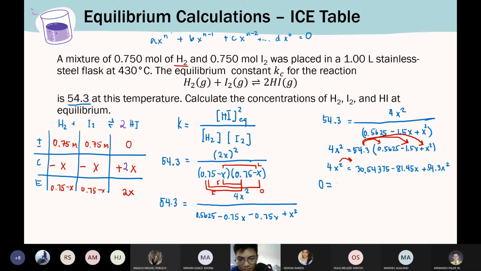And then, you should pattern it in higher exponent then pababa. Okay. So, kailangan higher exponent sa harap then pababa. ax squared plus bx plus c equals 0. So, ganun mo siya gagawin, ha? So, unahin natin yung x squared. Bale, that's 54.